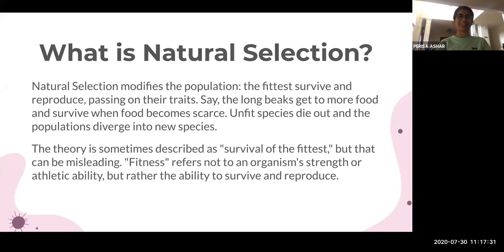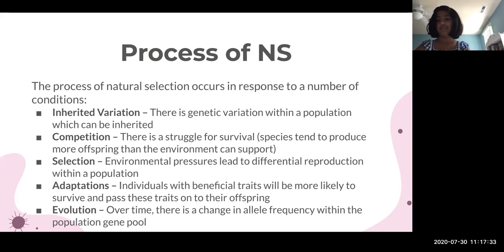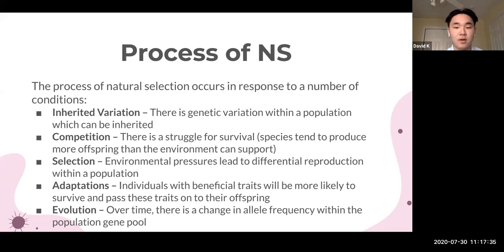Good job. Thank you. So moving on, there's a number of conditions that describe the process of natural selection and how it occurs. The first is inherited variation. This essentially means that there is a genetic variation within a population, which can then be inherited onto the offspring. And as you said before, the favored traits will then move on to its children and the following generations, which will ultimately lead to that favored trait becoming the majority.